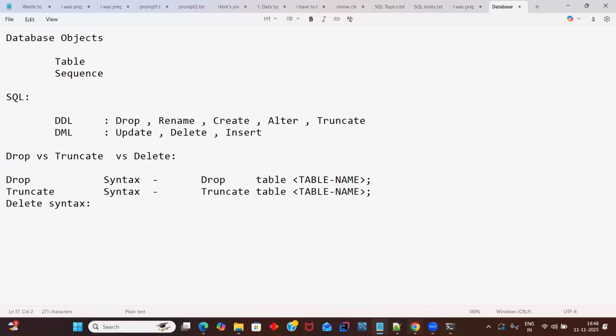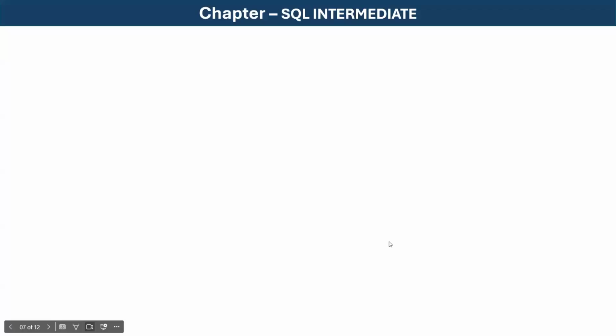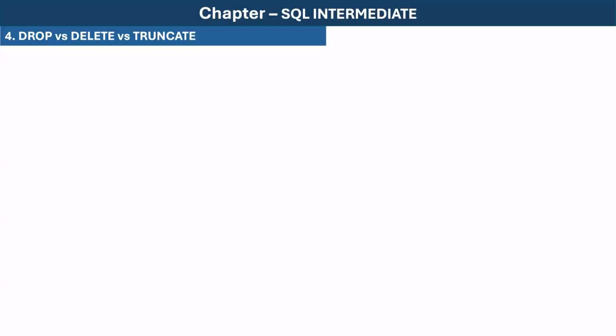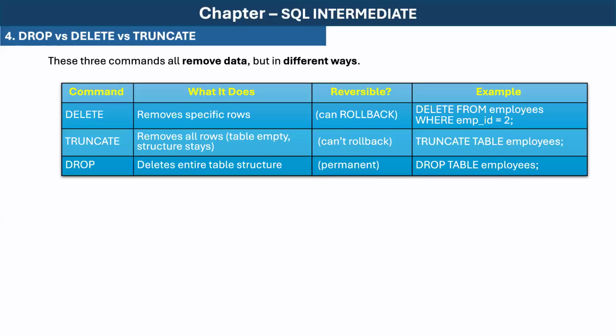Before I jump into the syntax and coding part, I just want to show you some slides. This is today's topic. If you see these three commands, all remove data but in different ways. This chart gives a summary. First, delete removes specific rows. Can you roll back? Yes. Anyhow, we'll see the examples.